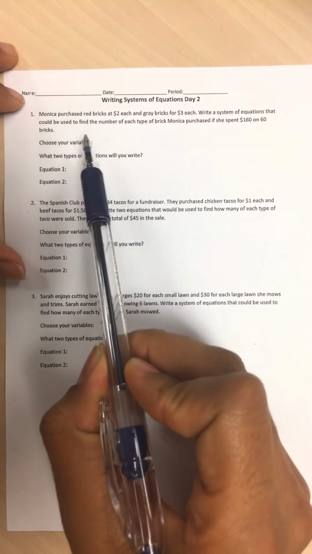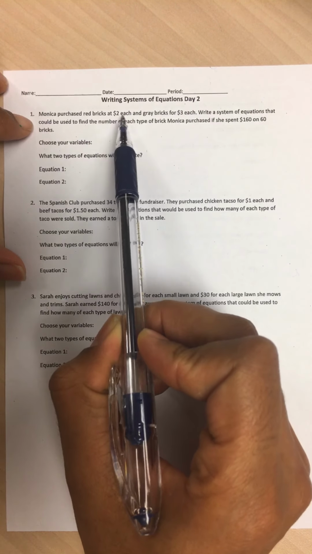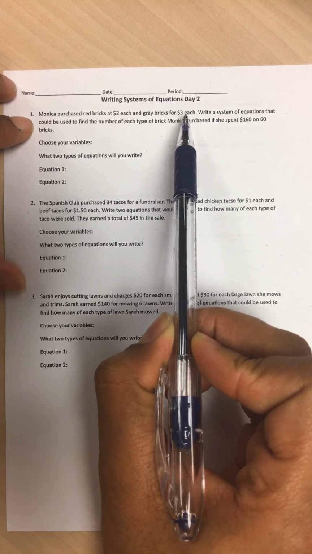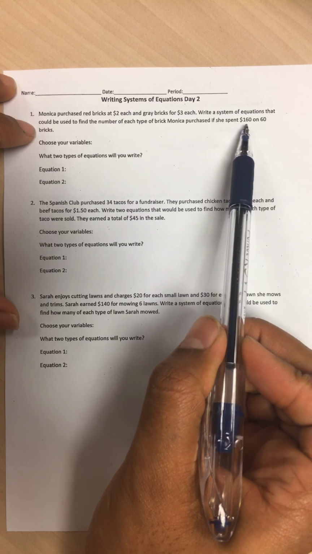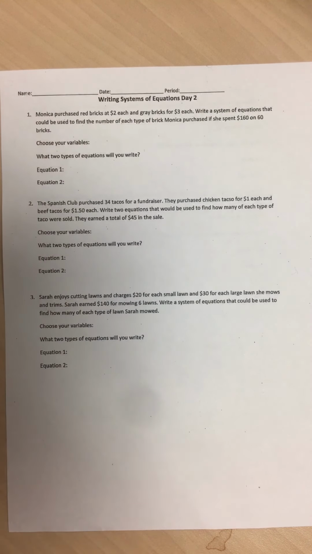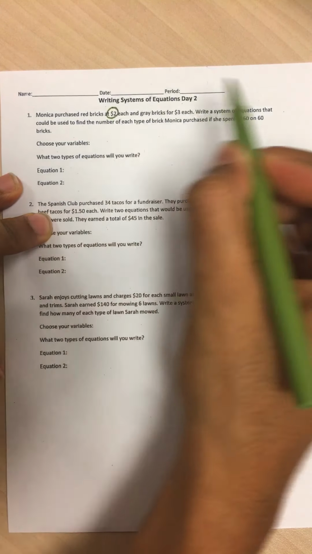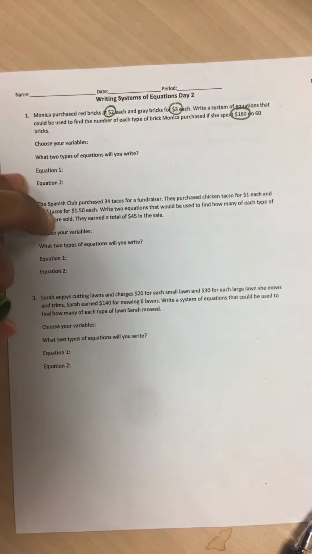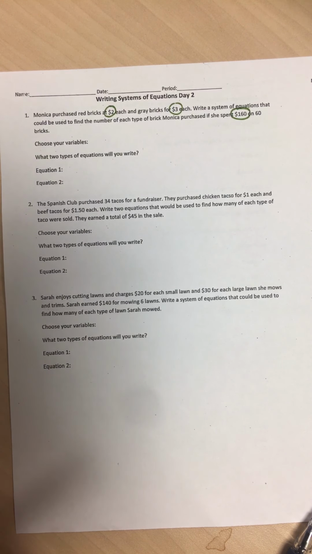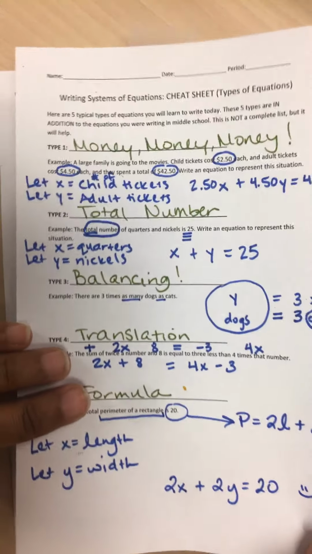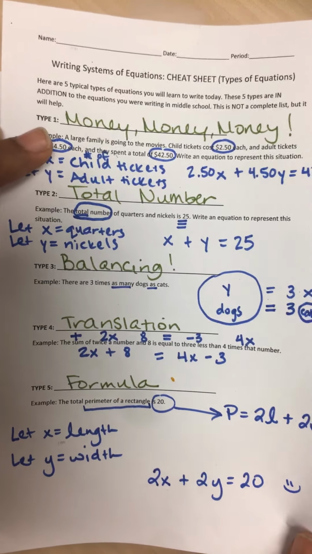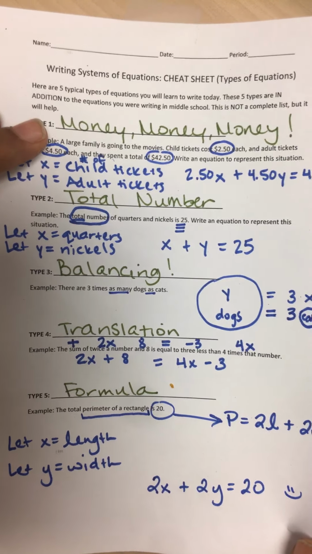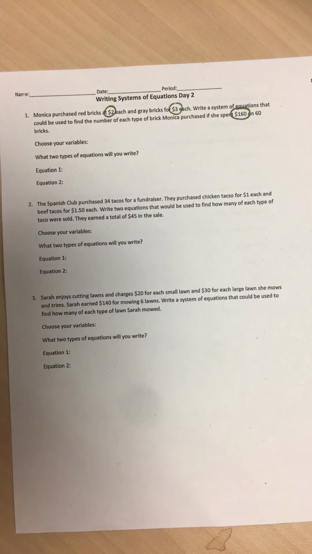For number 1, Monica purchased red bricks for $2 each and gray bricks for $3 each. Write a system of equations that could be used to find the number of each type of brick Monica purchased if she spent $160 on 60 bricks. Now, the first thing I'm going to do is notice that I've got 3 monies. So what kind of equation am I going to write with those? It's my first type. Money, money, money. If I can circle money 3 times in my word problem, most likely I'm going to be writing a money, money, money equation. So here we go.